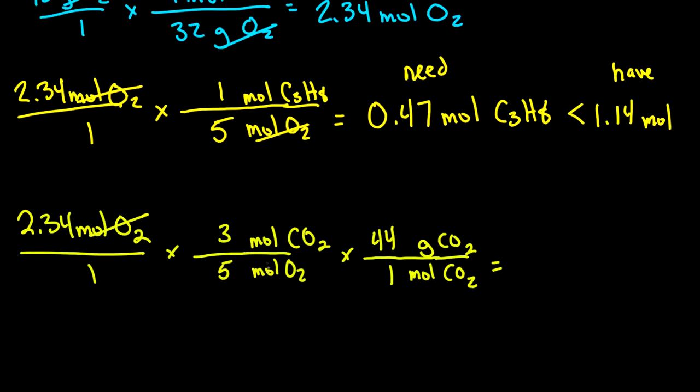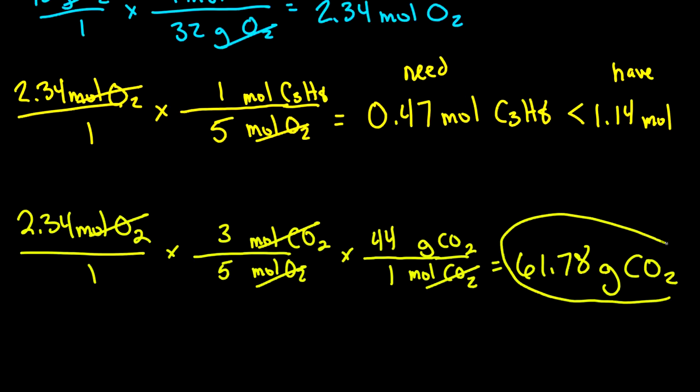So moles of O2 will cancel out, moles of CO2 will cancel out, leaving me grams of CO2 for my answer. So let's do that math. So 2.34 times 3 gives me 7.02 divided by 5. I get 1.404 times 44 divided by 1, and I get 61.78. 61.78 what? Grams of CO2. So there is our first answer. But we had a second question we needed to answer.